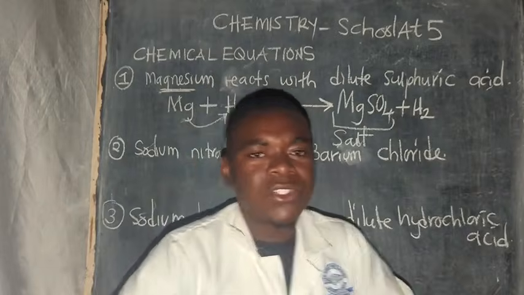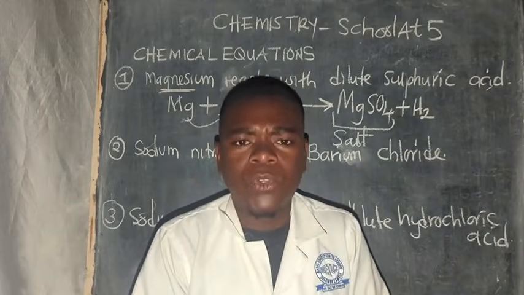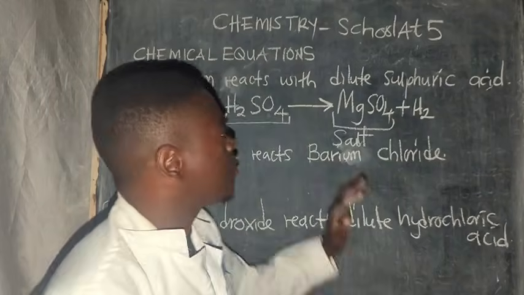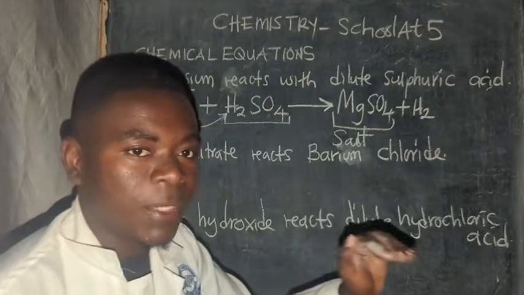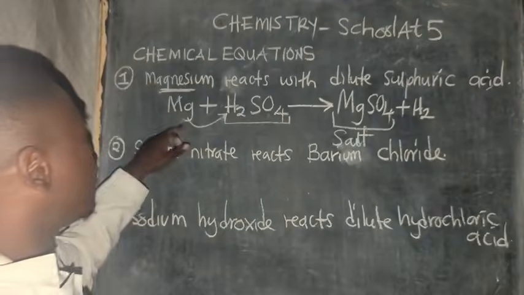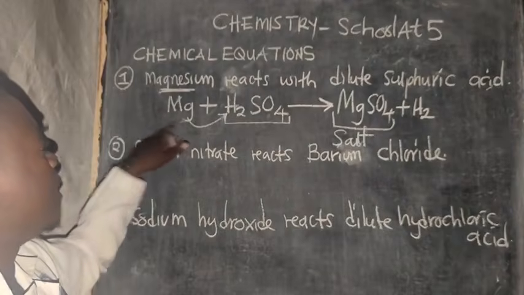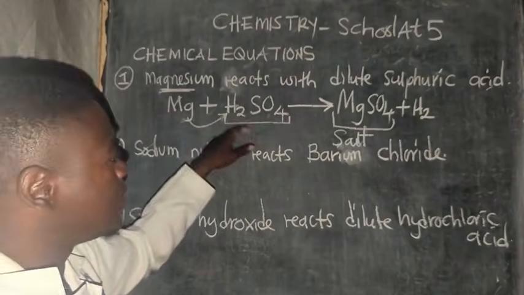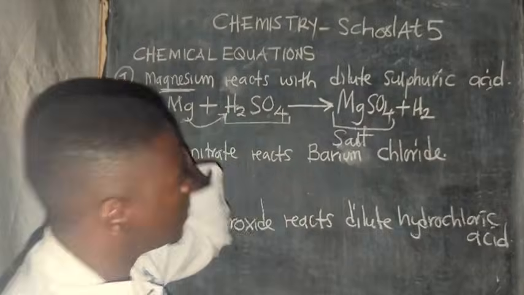Some of these things should enter your blood. You just need to know them. You know that, so these are equations that you're going to be encountering. You know that when a metal reacts with an acid, what is produced is a salt.